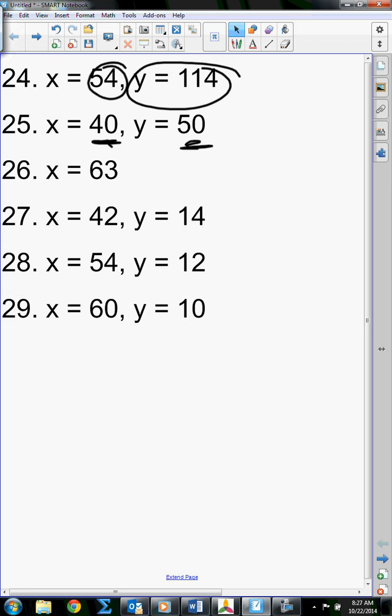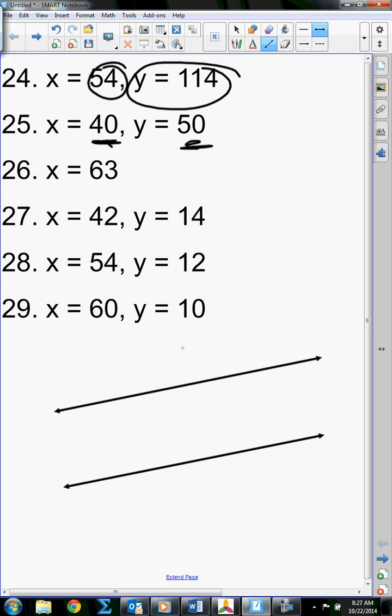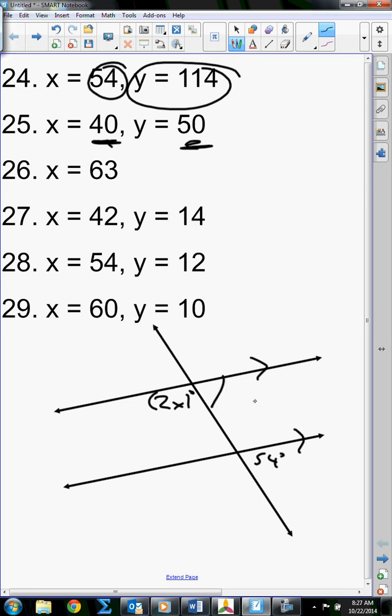All right, 26. Let's see what we got. We have a pair of parallel lines crossed by a transversal. This is 2x degrees, and this is 54 degrees. And we couldn't do this problem without those being parallel. So I'll use corresponding angles to get this to be 54 degrees. Linear pair. So 2x equals 126. So x is equal to 63. Just like we got right there.